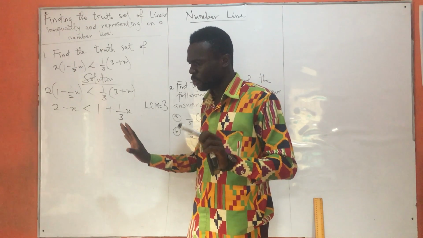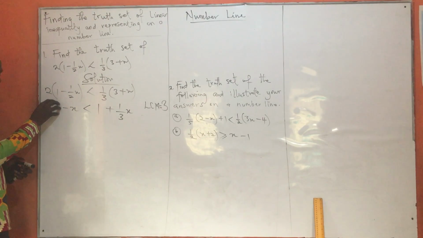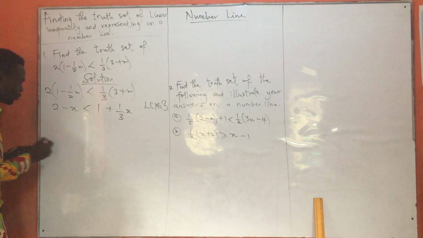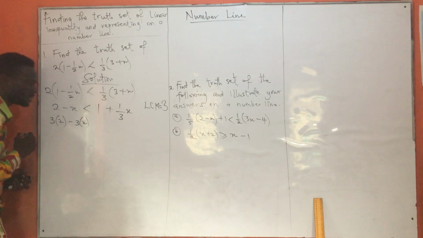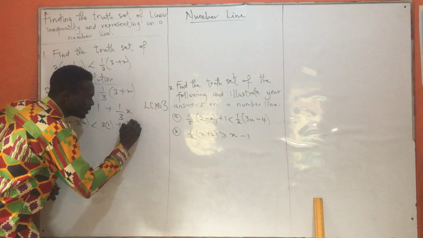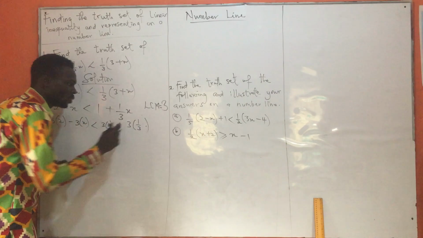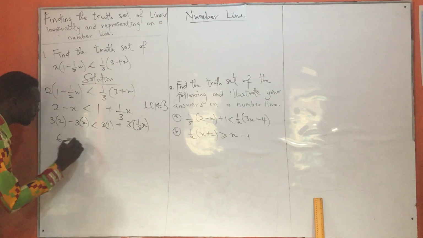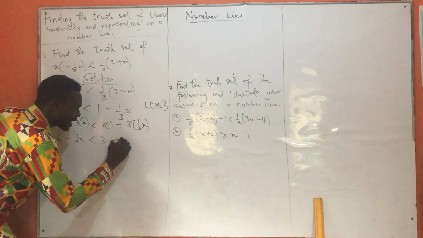We shouldn't rush with it. Let's take our time. So this is the LCM. We multiply this by the LCM, this by the LCM, this by the LCM, this also by the LCM. So we have 3 times 2 minus 3 times x, less than 3 times 1 plus 3 times 1/3 x. Now we can cancel out to get whole numbers. So we have 6 minus 3x less than 3 plus x.